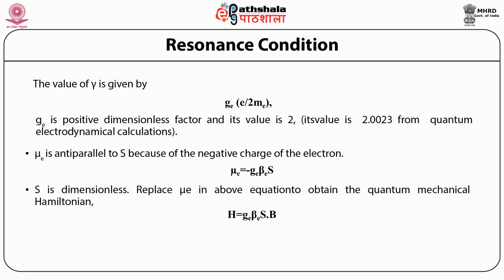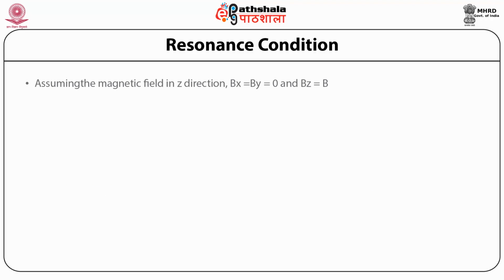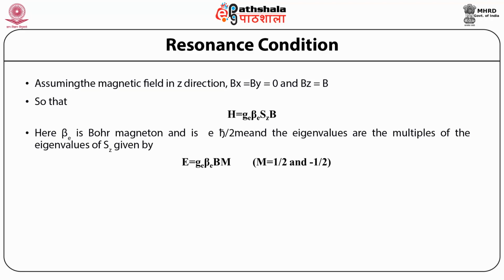to obtain the quantum mechanical Hamiltonian, H equals g_e beta_e S dot B. Assuming the magnetic field in the z direction, so that the magnetic field components along X and Y are 0 and Bz is written as B, the Hamiltonian H equals g_e beta_e Sz B. Beta_e is the Bohr magneton and is e h cross upon 2m_e, and the eigenvalues are multiples of the eigenvalues of Sz, given by E equals g_e beta_e B m.